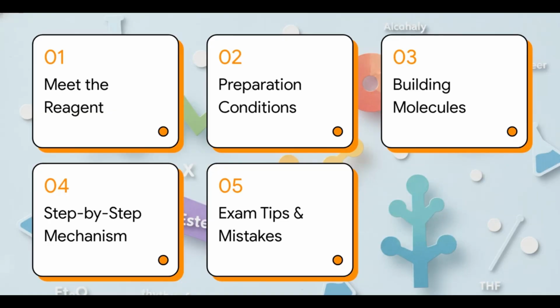Here's our roadmap for this explainer. First, we'll meet the Grignard reagent. Second, preparation and those super strict conditions. Third, reactions, where we're actually building bigger molecules. Fourth, the step-by-step mechanism. And fifth, some crucial exam tips and common mistakes.